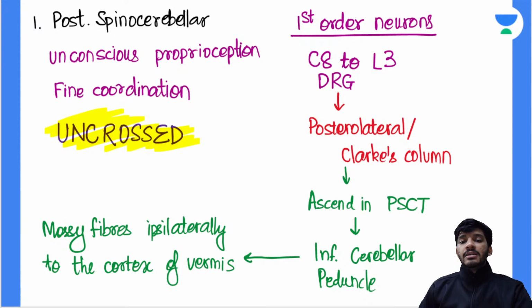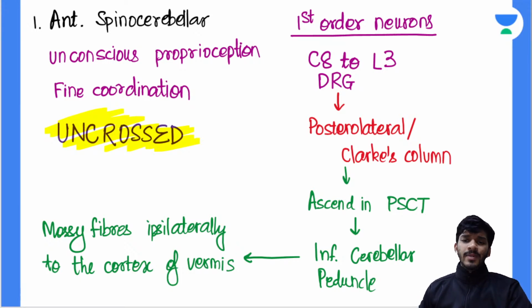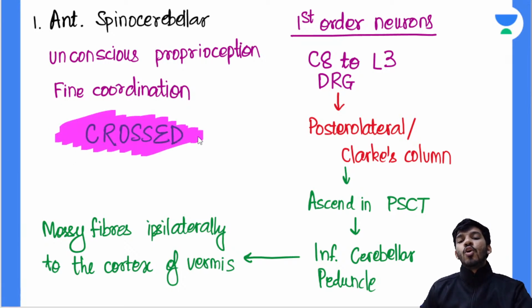Just like the posterior spinocerebellar tract, there is also an anterior spinocerebellar tract. Okay? Instead of posterior, make it anterior. The anterior spinocerebellar tract also transmits unconscious proprioception, and it is related to the coordination of the lower extremity. But the anterior spinocerebellar tract is a crossed tract. Even though it is a tract of the cerebellum, it is crossed. So anterior and posterior, a very big difference.